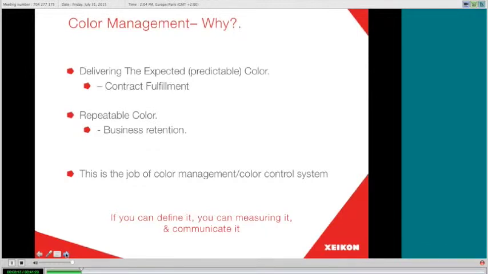It's process control. And I think we forget sometimes that print is a manufacturing process, and one of the main components of that process is colour. So for me, this is the job of a colour management system.